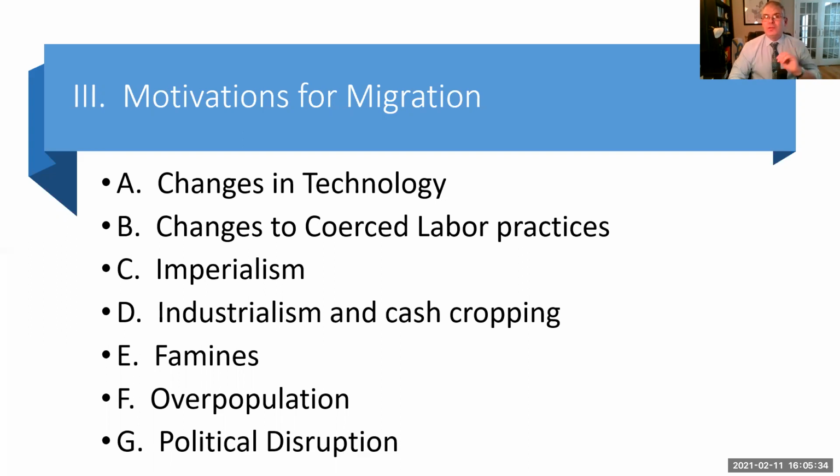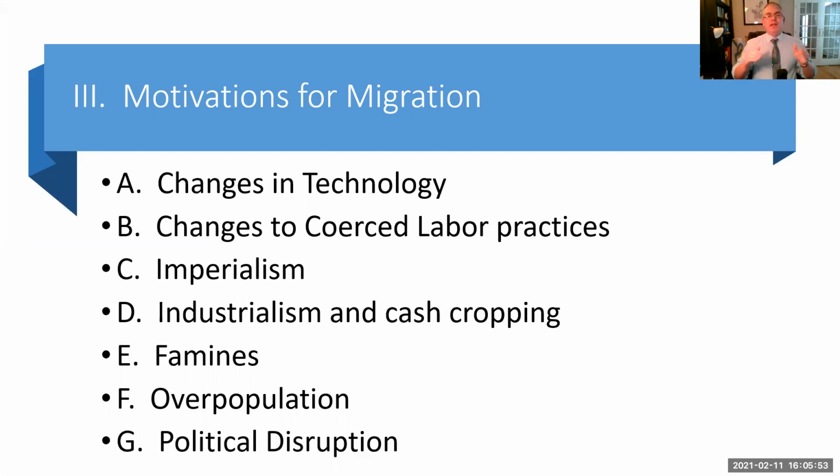And then, of course, there's political disruption. That would be an example of the Taiping Rebellion. Political upheaval sometimes forced people to leave their country in search of new opportunities overseas. And the Taiping Rebellion is one such example.